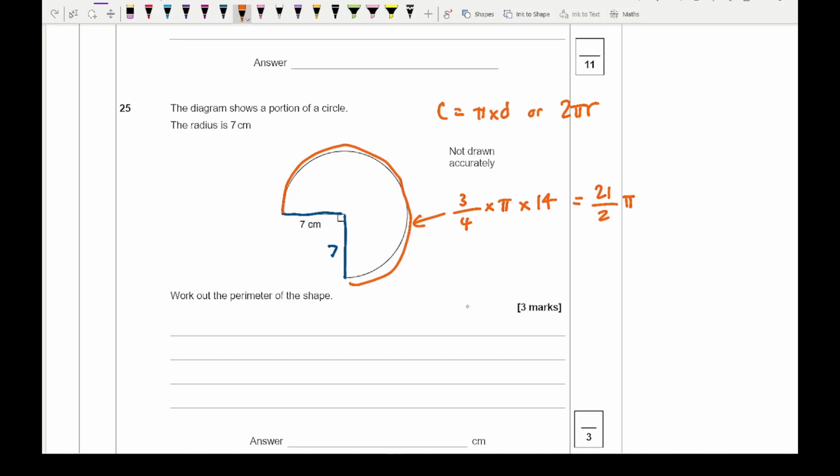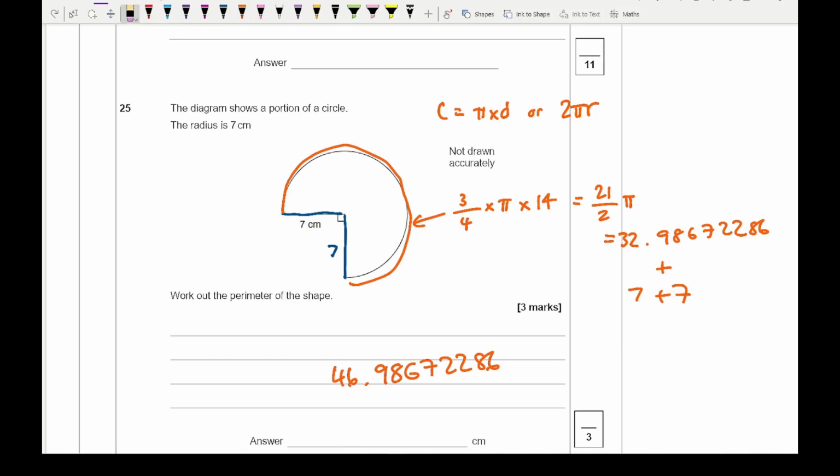I get an answer of 32.98672286, and if I add that to 2 lots of 7, I get an answer of 46.98672286. So rounding up, I get an answer of roughly 47.